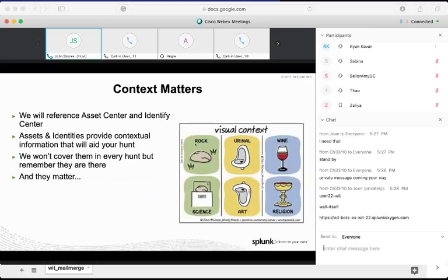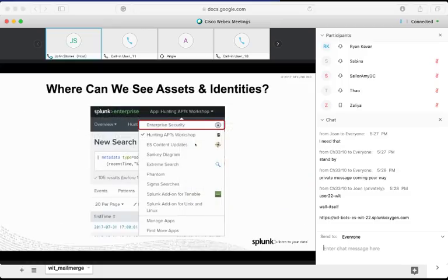Now, another thing that we're going to leverage is what's called the asset center and the identity center. This is part of ES, Enterprise Security. The idea behind assets and identity is it helps provide contextual information when you're hunting. We're not going to necessarily need this information every single time, but it does matter. Because if I'm trying to contextualize the hunt, understanding that this system is a Linux system versus a Windows system versus a cloud system versus on-premise is important. Those are pieces of information that help me understand a little bit more about what I'm hunting for and hunting with.